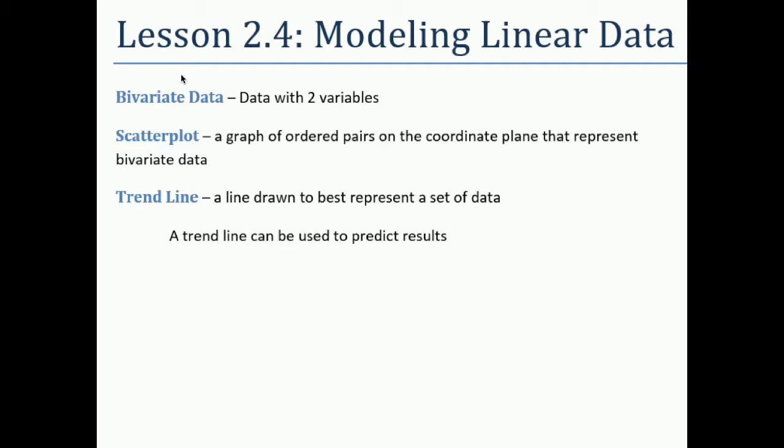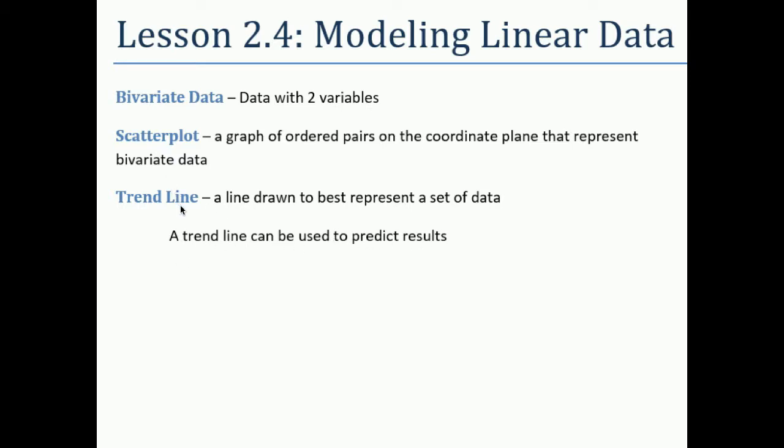Just a couple of terms here: bivariate data, bi meaning two, variate meaning variables. So you have data with two variables or two things that could change. A scatter plot is a graph of ordered pairs on the coordinate plane that represent this data. And then a trend line is a line drawn to best represent the set of data. A trend line can be used to predict results.